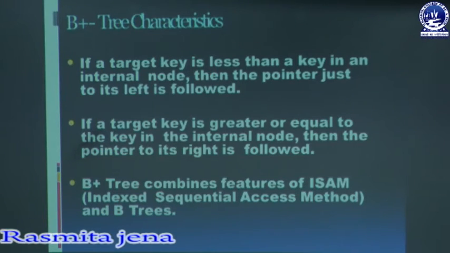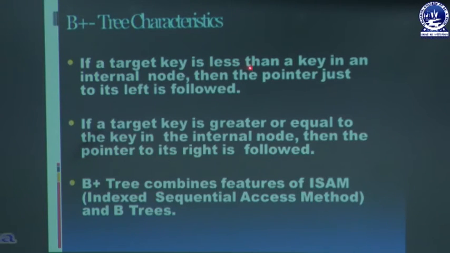If the search key or target key is less than the key in the internal node, then we will continue our search to the left of the node, or the pointer just to its left is to be followed. That means from this node we will search the left nodes. Then if the target key is greater than or equal, then obviously we will go for the right pointer.